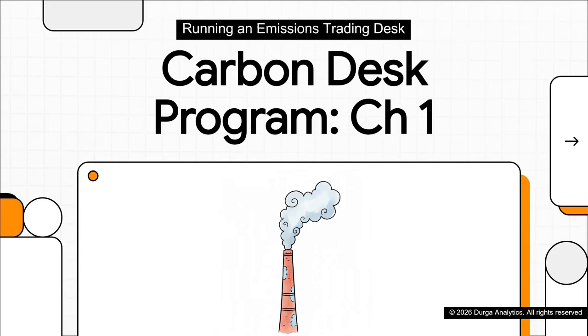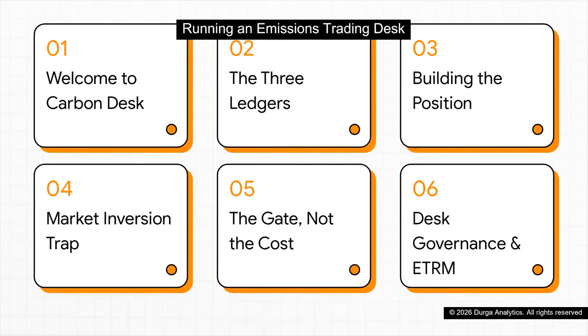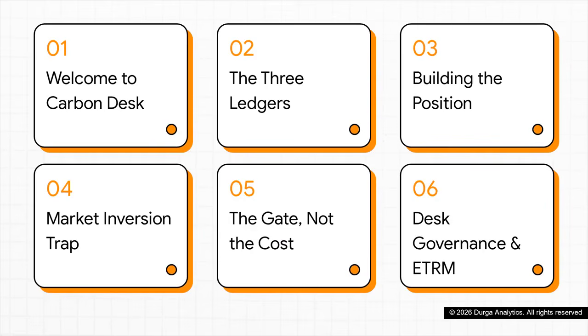Today, we're diving right into Module 1, Chapter 1, What an Emissions Desk is Accountable for. Here is our roadmap for today. We'll start with a welcome to the carbon desk, look at the 3 accountable ledgers, and build out a compliance position. Then we'll unpack the market inversion trap, explore why the deadline is a gate rather than a cost, and wrap up with desk governance and ETRM.